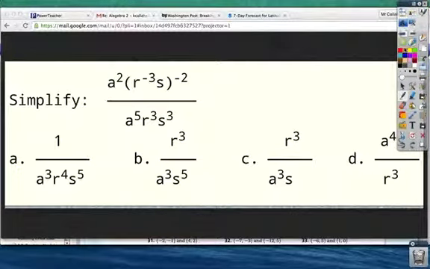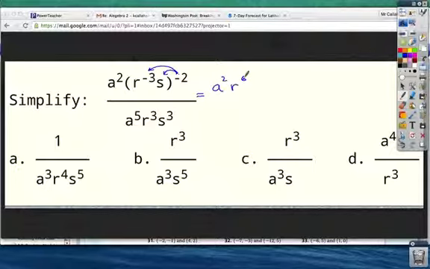So it looks like the properties you're dealing with now are properties of exponents. And in this problem, in order to simplify, the first thing I would probably do is distribute this power onto both r to the negative 3 and s. So that's going to look like this. You still have the a squared, which is outside. You've got r to the negative 3 to the negative 2. Well, what do you do with the exponents when you raise a power to a power? You multiply. So that is r to the 6.